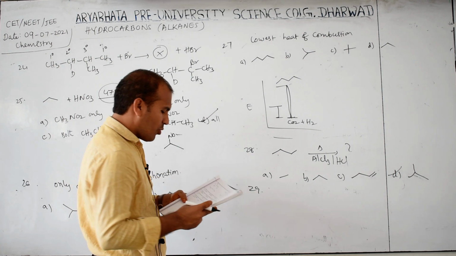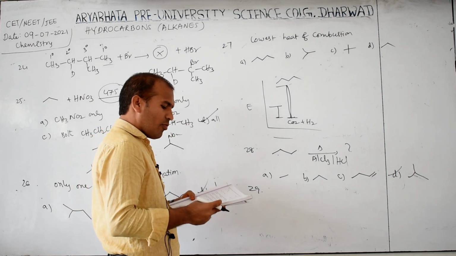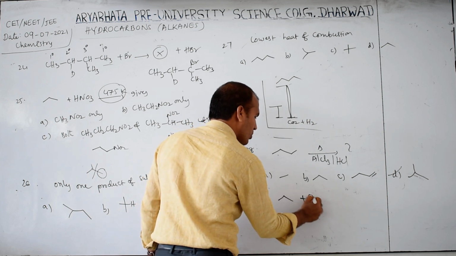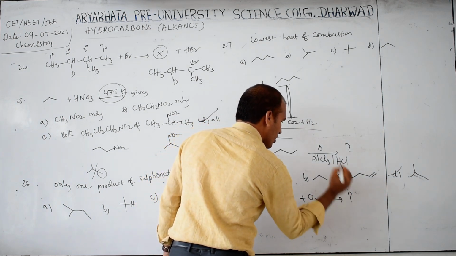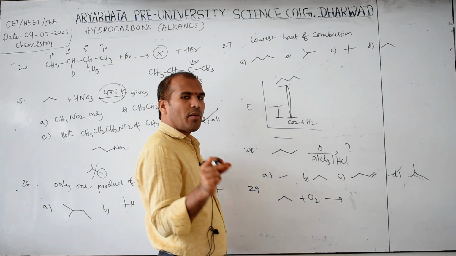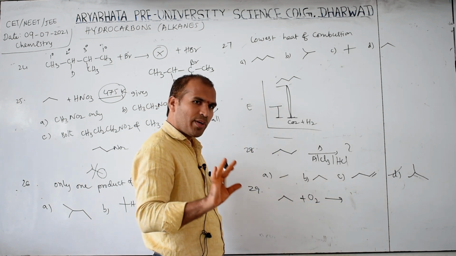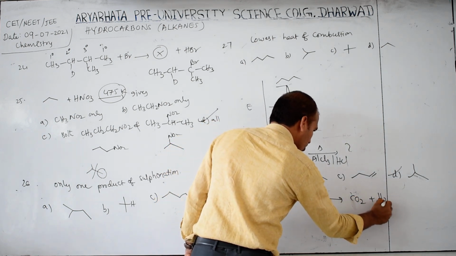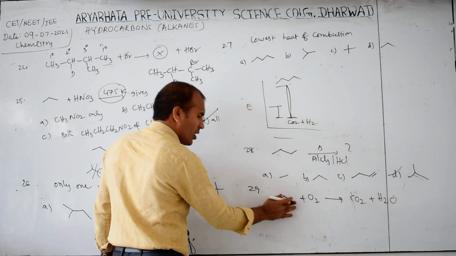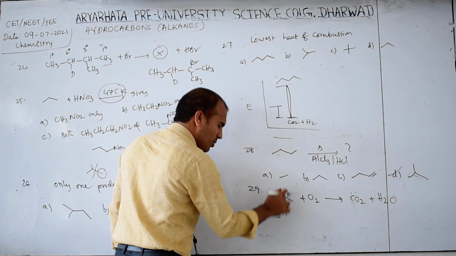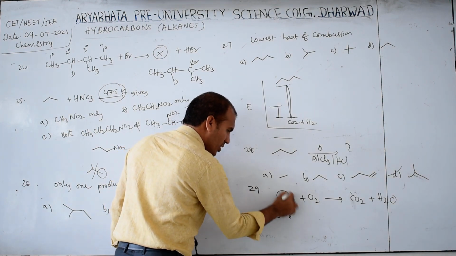How many moles of O2 are required for complete combustion of 1 mole of propane? This is propane, then this is O2, which gives rise to some product. I already told you that combustion means what product forms? Carbon dioxide and H2O. If you did not understand, the propane formula is C3H8, 3 into 2 is 6, 6 plus 2, 8. You can write it like this or like this also, right?